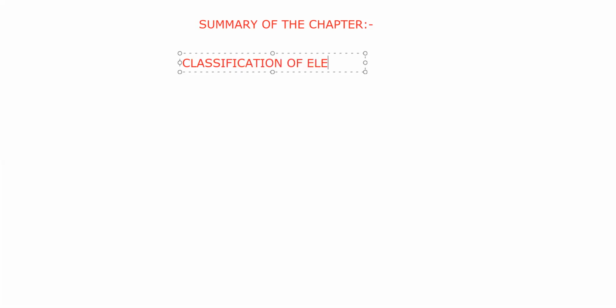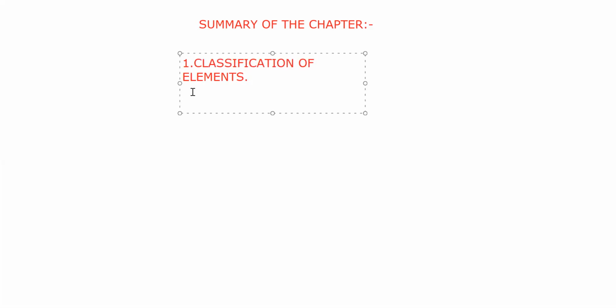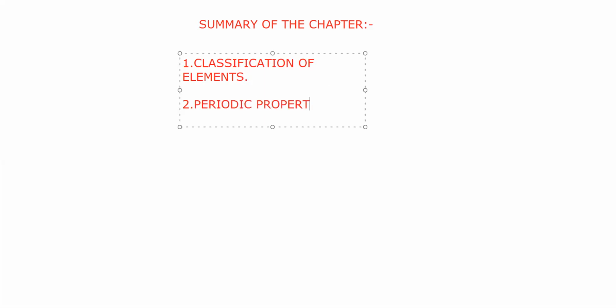We have so many classifications: first Dobereiner's triads, next Mendeleev's periodic table, next Newlands' law of octaves, Lothar Meyer curve. So this is about classification of elements and the modern periodic table finally. Next, second, we have periodic properties of elements. And as we see, we have done a number of questions based on periodic properties of elements. So answer more and more questions based on them.